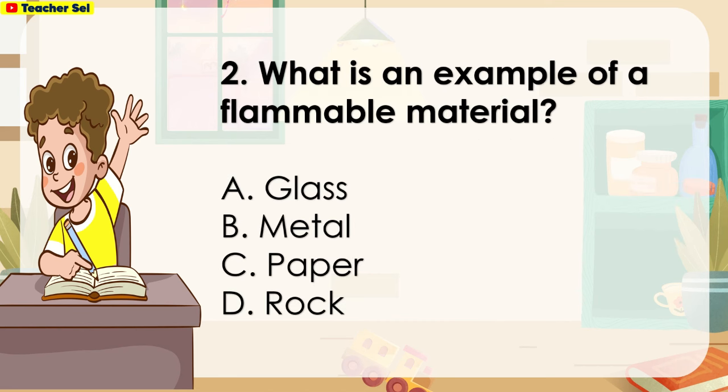What is an example of a flammable material? A. Glass. B. Metal. C. Paper. D. Rock. Very good. The correct answer is letter C. Paper.